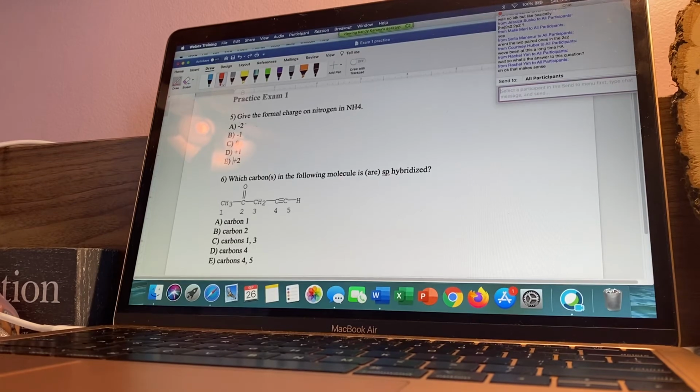Okay, so 5 should be a gimme by now. If you have a nitrogen that has 4 bonds around it, it's going to have a positive charge, right? I'm not even going to ask that for the 3rd time. So the real new thing here is number 6.